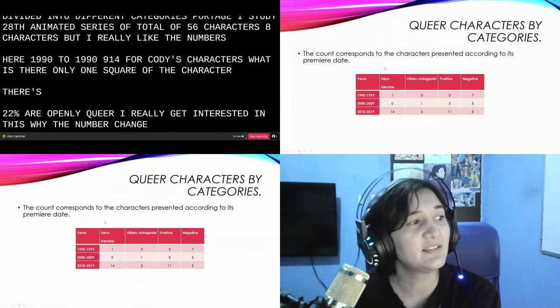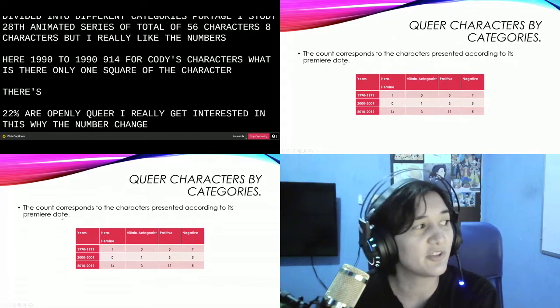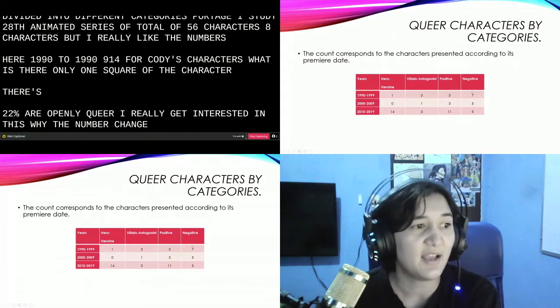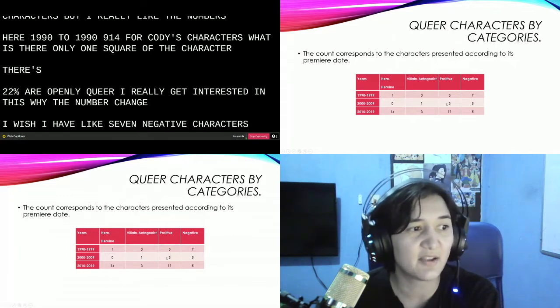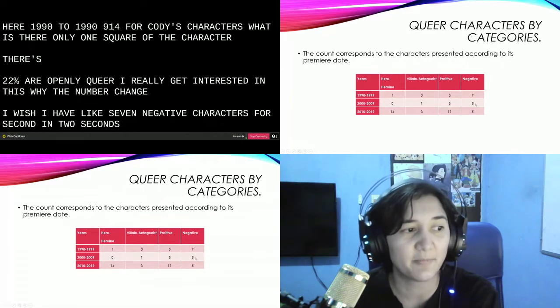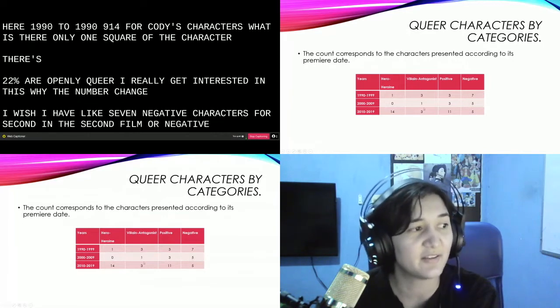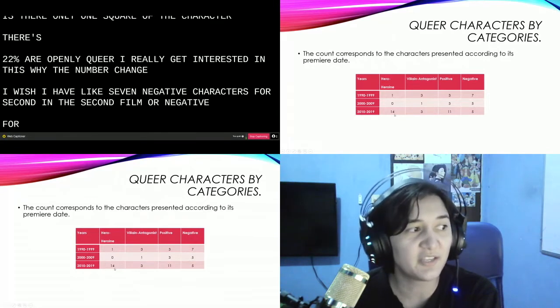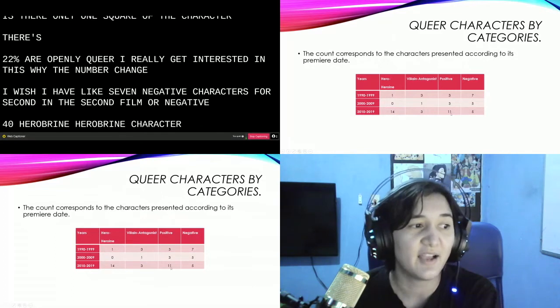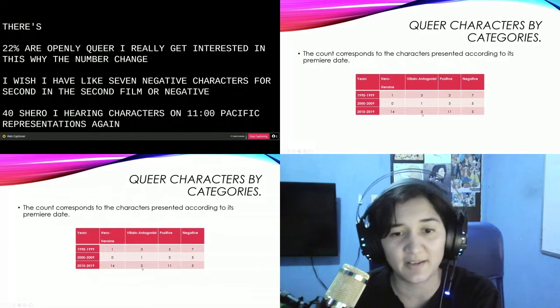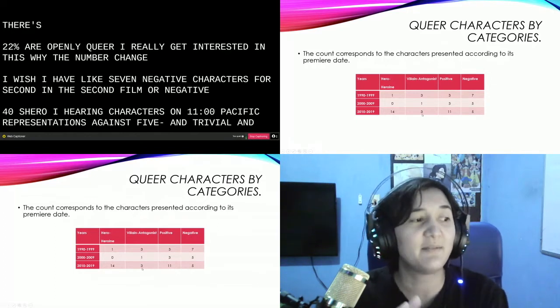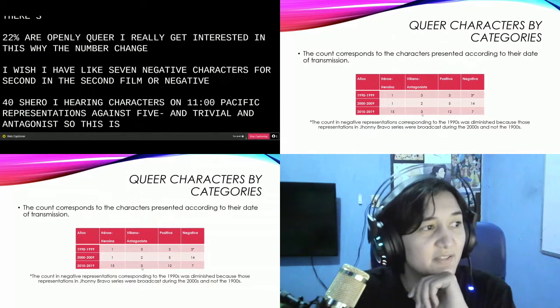So here I divide them by categories, where this count corresponds to the characters presented according to their premiere date. We have seven negative characters in the first decade. In the second, we have still more negative representations in minor characters. But in 2010, we start with 14 hero and heroine characters and 11 positive representations against 5 negative and 3 villain antagonists. So this is a big turnaround of the numbers.